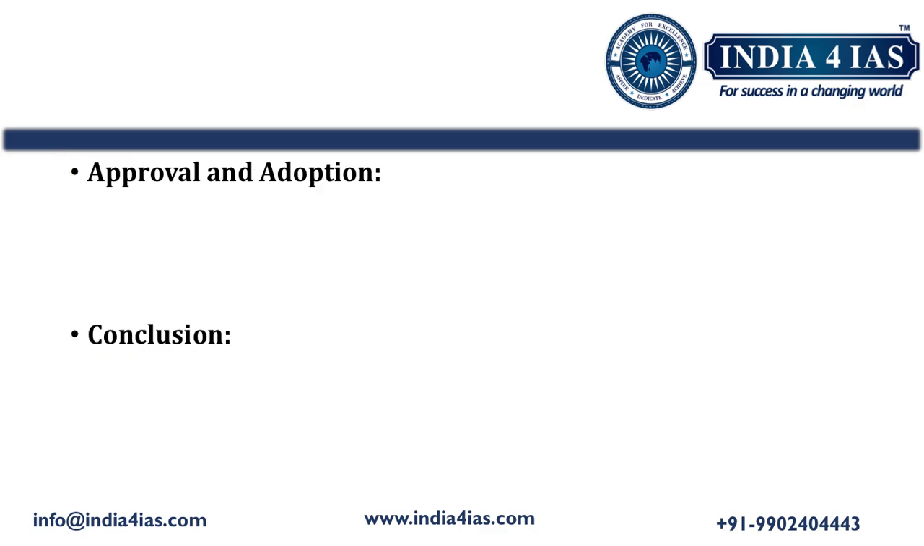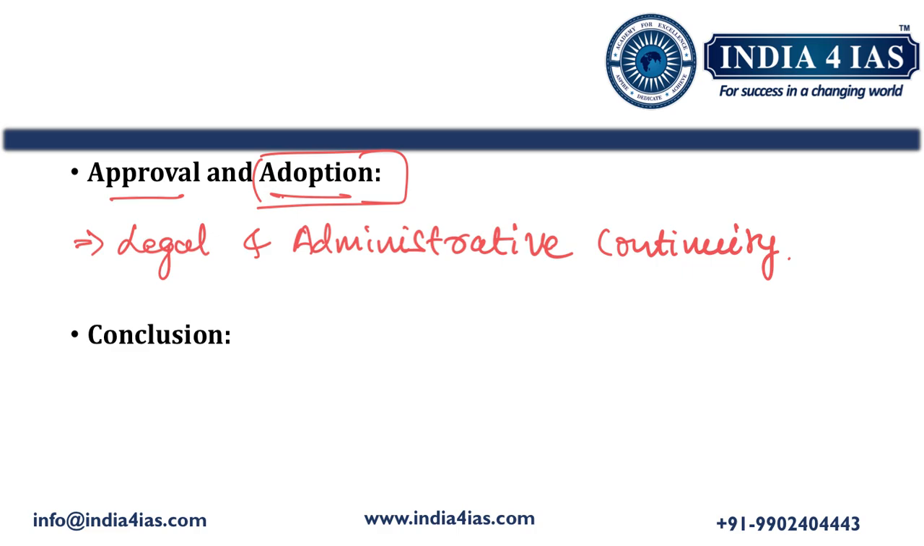Then the final main function is approval and adoption of the Constitution. After detailed discussions and revisions, the final draft was approved by the Constituent Assembly on November 26, 1949. Apart from adopting the Constitution, the Constituent Assembly also worked as a parliament and adopted various laws, and it provided administrative continuity from British rule to Indian rule.